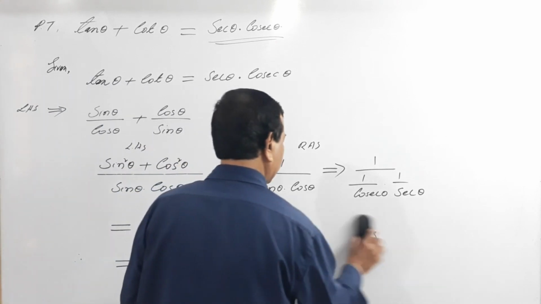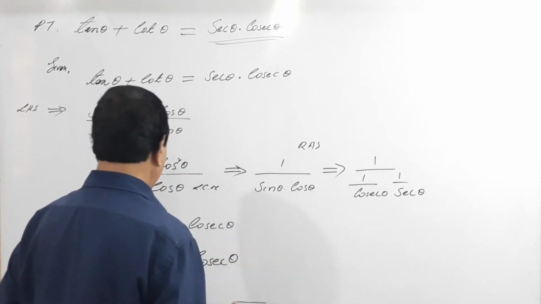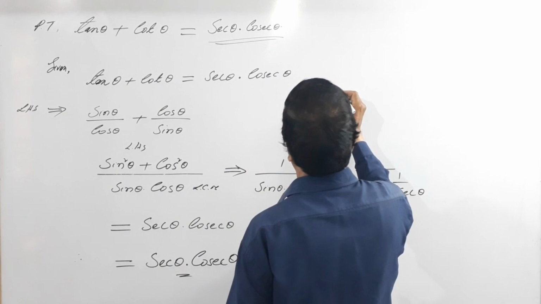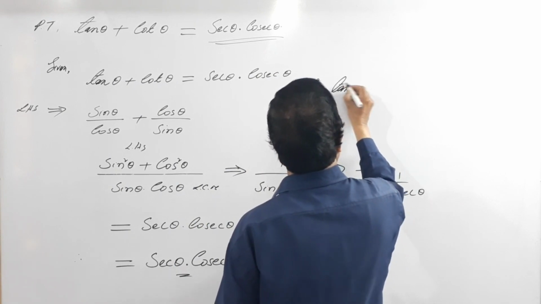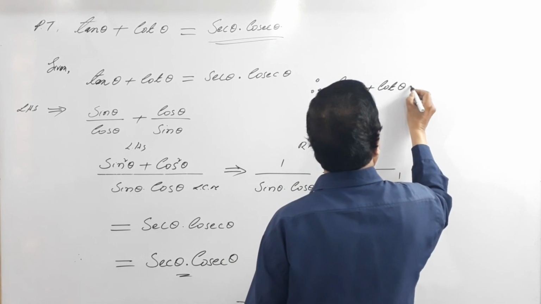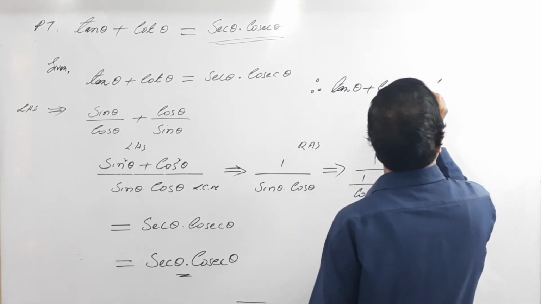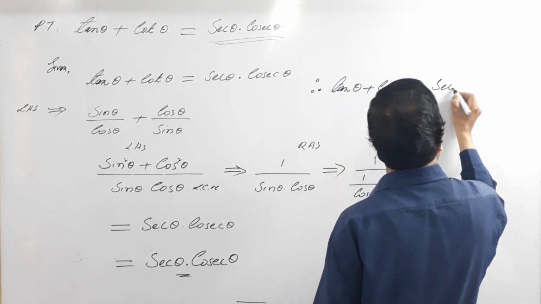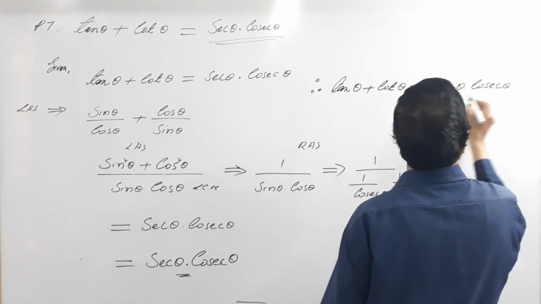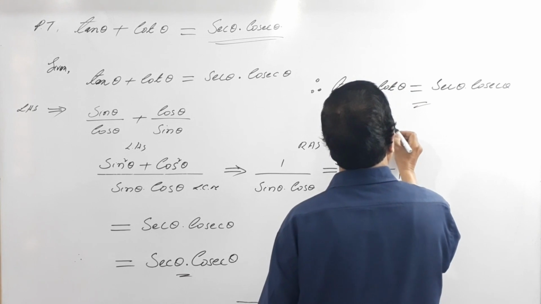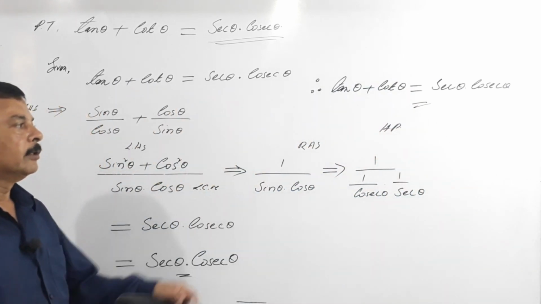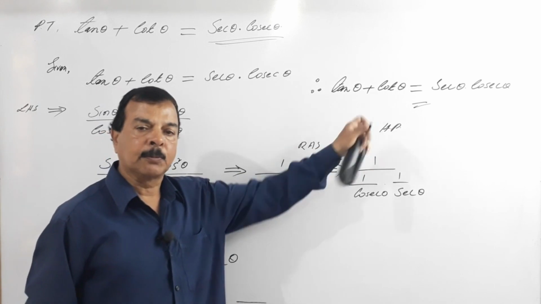That is, you can either write, therefore straight away, therefore that is tan theta plus cot theta equals to what? Secant theta into cosecant theta. Hence proved. HP, I told you, right? So HP means hence proved.